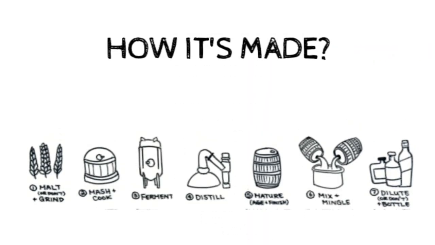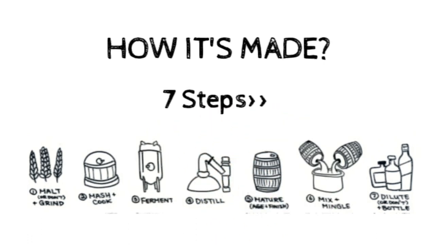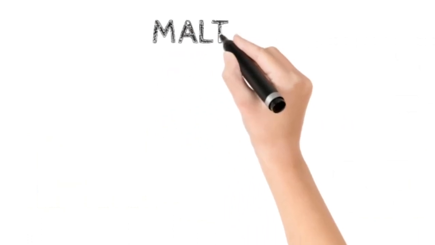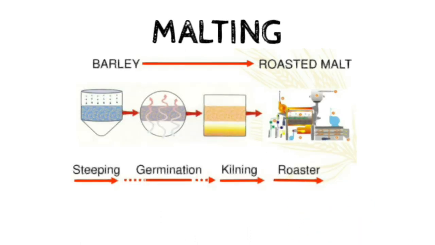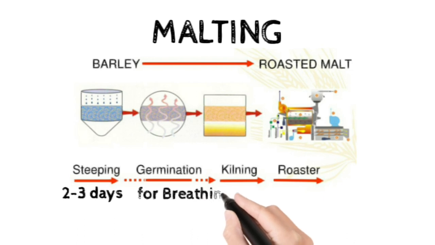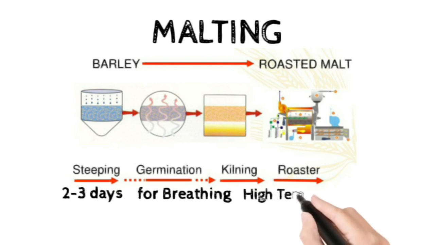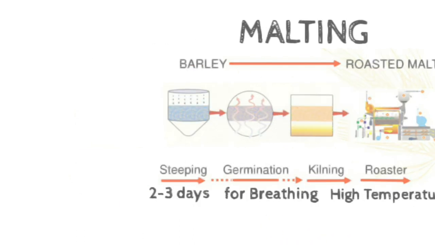How whiskey is made. The production method of malt whiskey involves 7 major steps. Let's see all the stages one by one. Step 1. Malting. Barley is soaked in a large container full of water for 2 to 3 days. Half a day it will be soaked and the remaining hours kept for breathing. Then the barley is kept on the floor for germination and then roasted in a kiln at a high temperature to get malted barley.